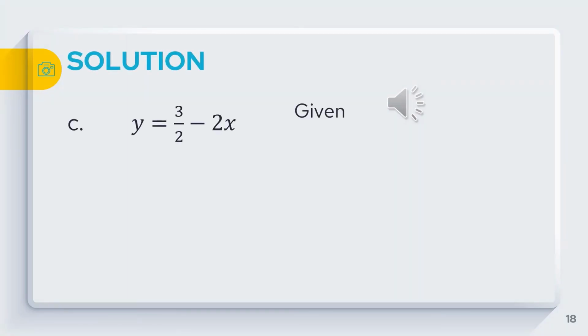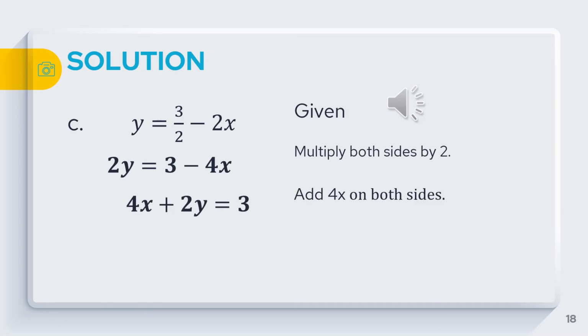Our third example, y is equal to 3 over 2 minus 2x. This is our given. To solve this one, we simply have to multiply both sides by 2. So it will now become 2y is equal to 3 minus 4x. And then next is to add 4x on both sides. So it will now become 4x plus 2y is equal to 3. This is now our equation in standard form.